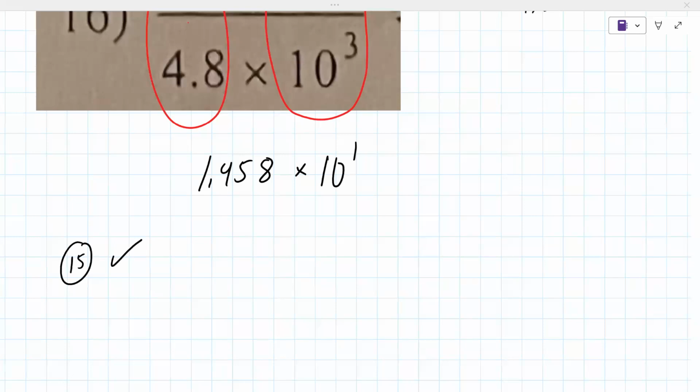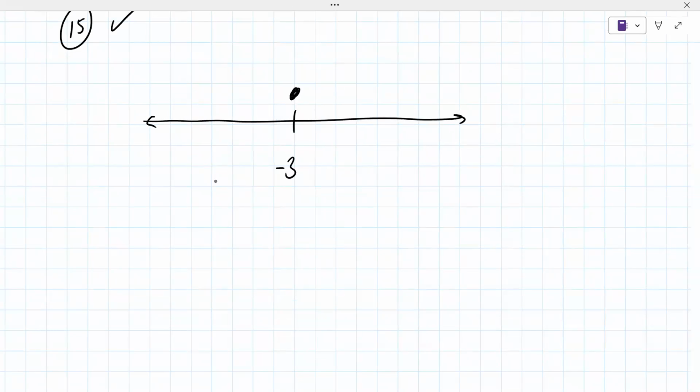And then we also did, he would give us a number line and we would have to write inequalities and stuff, right? So what I heard here is, let's say I give you a number line like this, and that's -3, and I show you this. And you would have to write an inequality from that. Is that right? Yes.